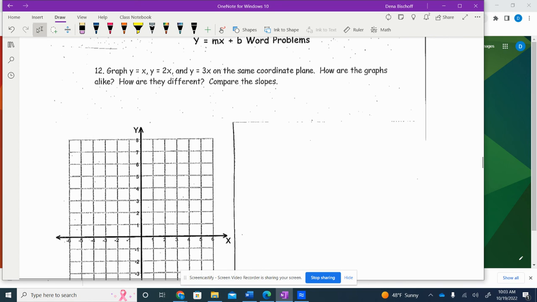Number 12, you are going to graph the line y equals x. So let's just talk about the line y equals x. y equals x, that means when x is 1, y is 1. When x is 2, y is 2. When x is 3, y is 3. So this is the line y equals x.